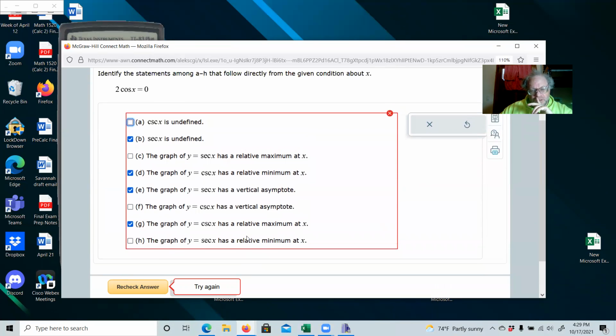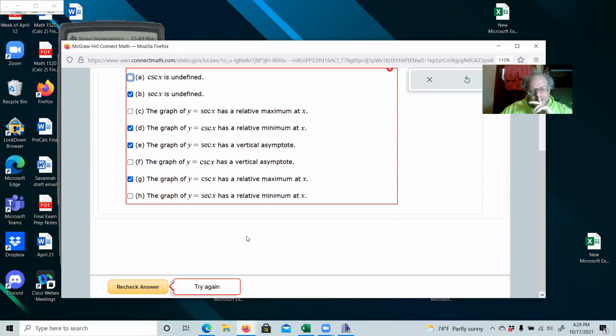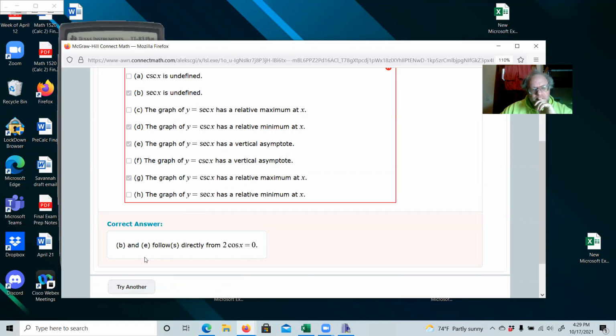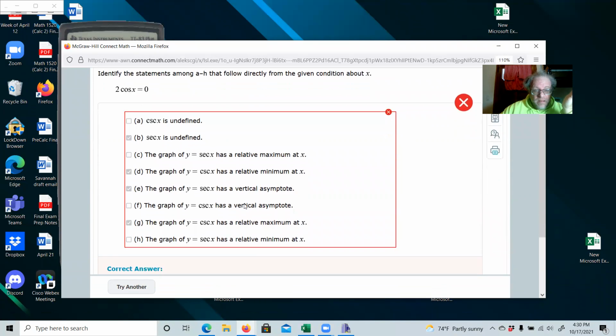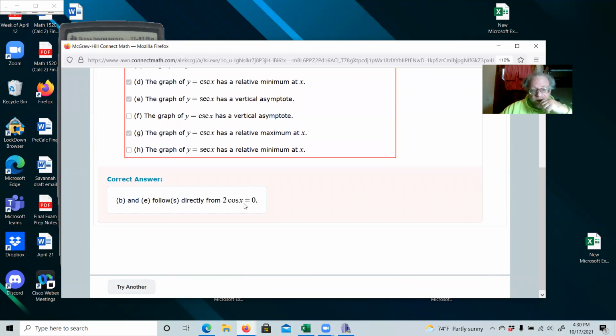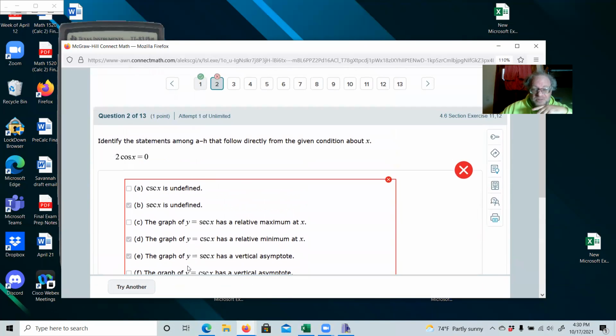I don't want to go through this list yet again. All right. I'm not happy with this problem. E and E follows directly from 2 cosine theta equals 0. Yeah, they didn't want me to go into the rest of that stuff at all. Okay, I'm so sorry.